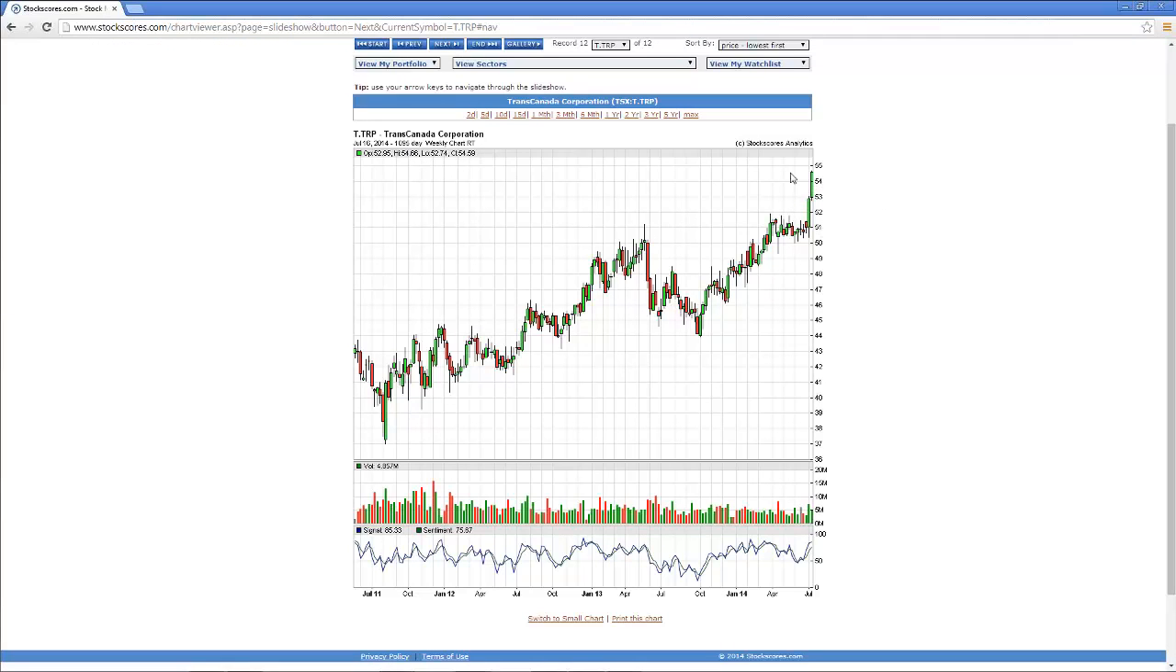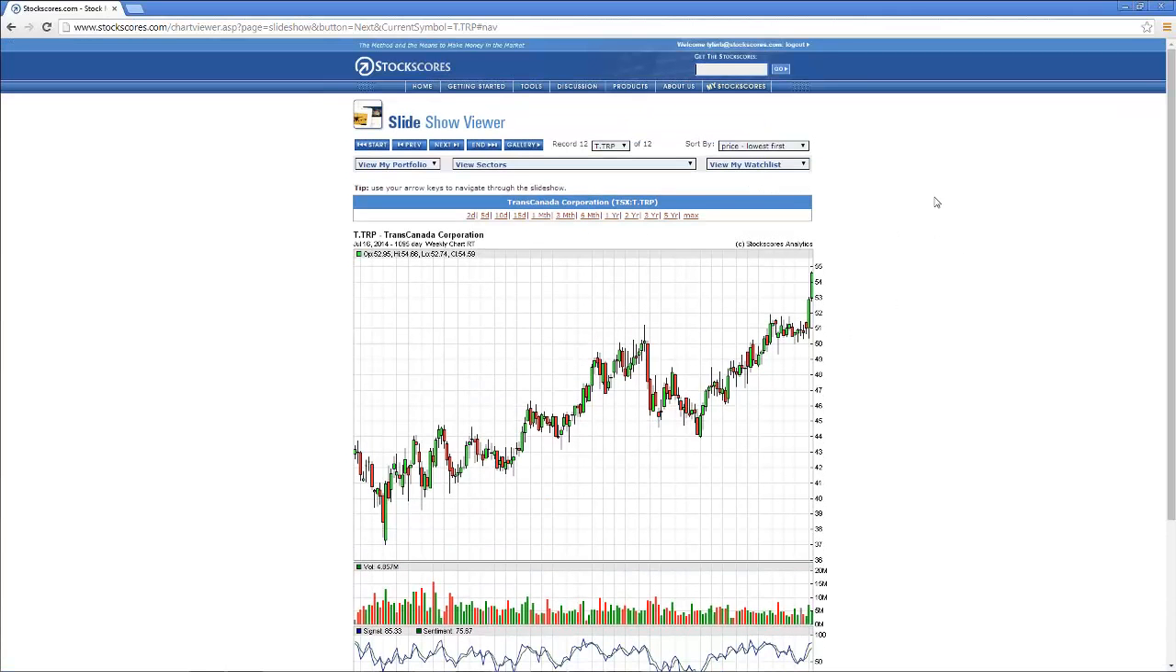Trans-Canada Pipeline did a pretty good breakout last week. I was tempted to put that in my newsletter as well, and I opted not to just because I felt like this stock has already gained quite a bit over the last few years, but it has done quite well since. Okay, that is the Stockscores Simple Weekly Strategy for the Canadian market.